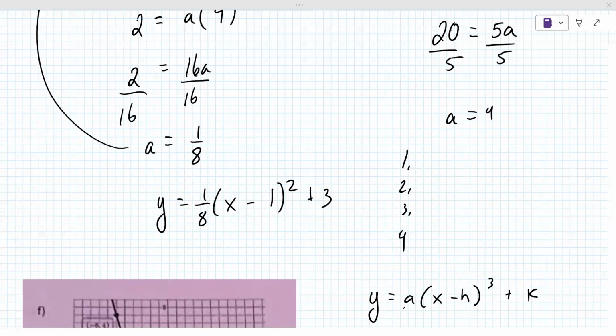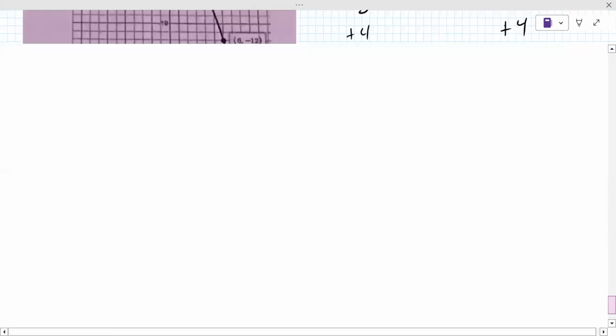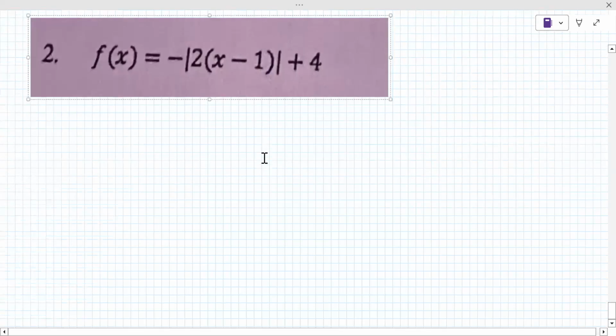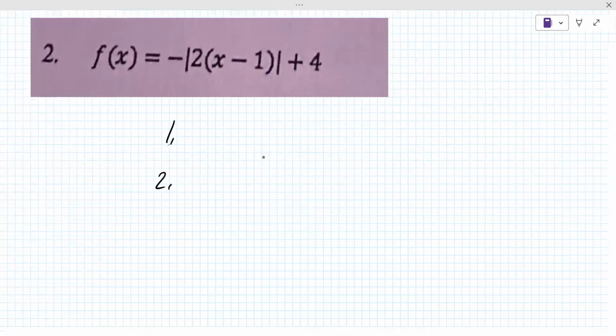We should do number 2. You were kind of asking about absolute value. We should talk about its transformations. All right, so this one has 1, 2, 3, 4 transformations. Can you give me any of them?